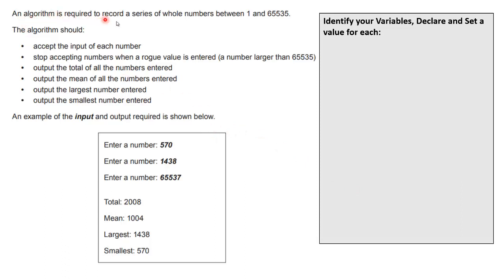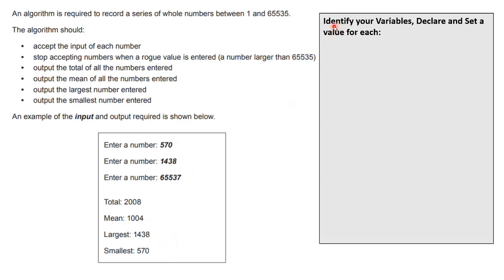So the algorithm is required to record a series of whole numbers, it doesn't tell us how many, between 1 and 65535. So it needs to be able to accept the input of them, check if there's a rogue value, which is a value that's not expected, and in this case it tells us that that's a number larger than 65535. It's going to output the total of all the numbers entered, so we need to keep track of the total. We're going to output the mean average, so we definitely need the total for that, and also how many are being entered. We're then going to output the largest number and the smallest number, and there's an example of what's going to be entered or could be entered shown down here.